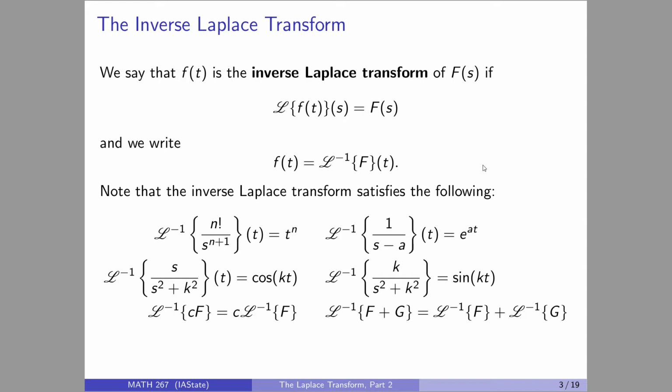Now, because we've painstakingly verified a wide variety of properties of the Laplace transform, we now have a wide variety of properties of the inverse Laplace transform. So at the bottom here, we see the inverse Laplace is linear, and the inverse Laplace of certain terms gives us our usual functions, right? We know the Laplace transform of t to the n is n factorial over s to the n plus 1, so the inverse Laplace of n factorial over s to the n plus 1 is t to the n. Right, so on and so forth with e to the at, sines and cosines.